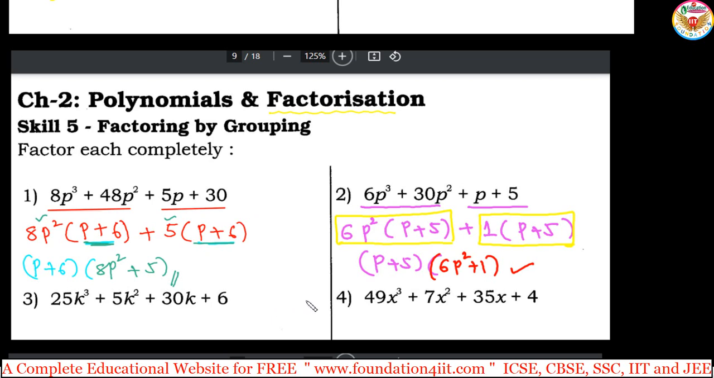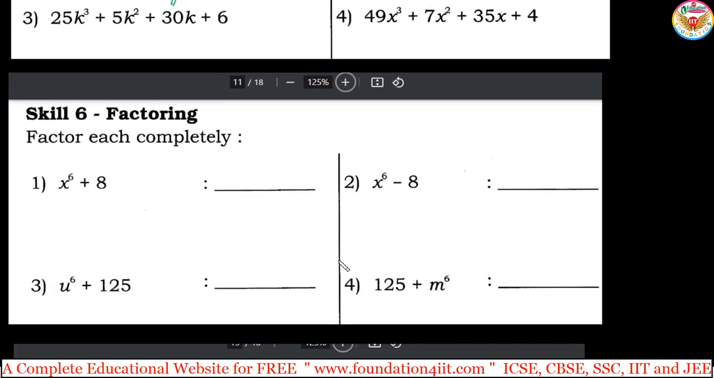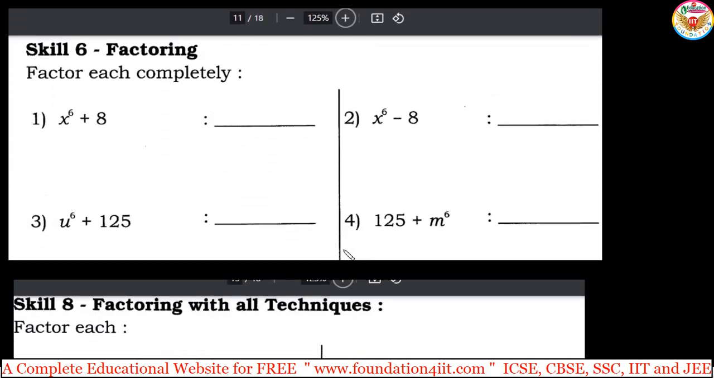If you have continuation problems on this page, you can continue. And on page number 10 also I am giving similar problems, you need to do those. Right? Now, factor each completely.